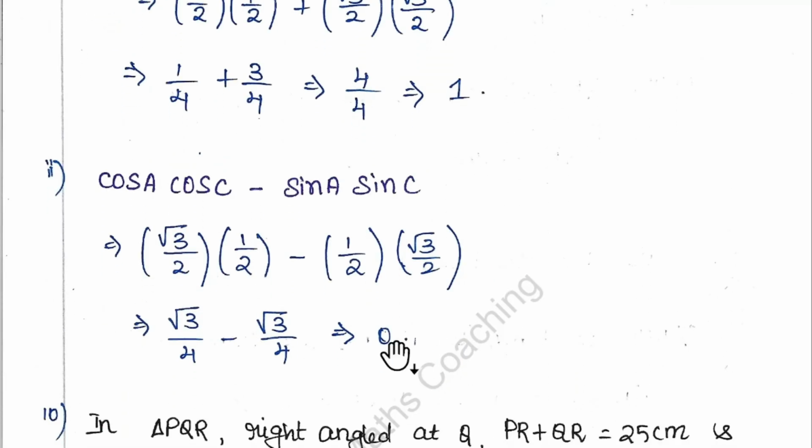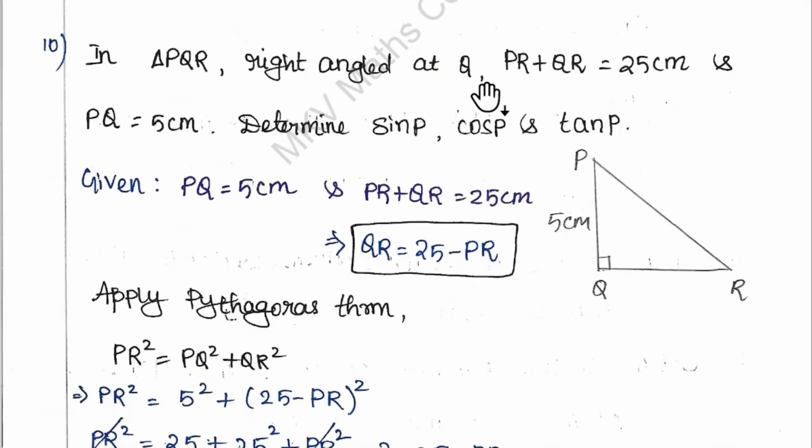Just substitute and get the answer. Given that in triangle PQR right angled at Q, PR plus QR is 25 centimeter. So if you add these two sides, PR plus QR, that is 25 centimeter, and PQ value is 5 centimeter. You need to find sin P, cos P and tan P. So P is the theta now. Just write down the given data, and from here, I am changing one term in terms of the other using the substitution method. So QR I am writing as 25 minus PR. After this, use the Pythagoras theorem as usual.